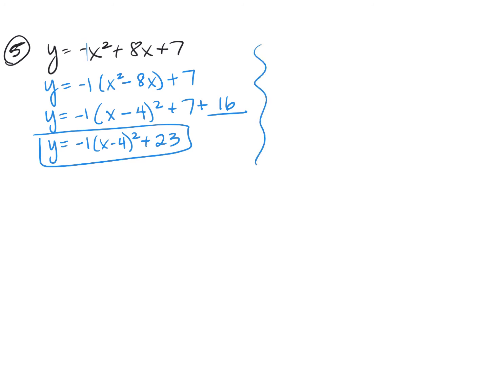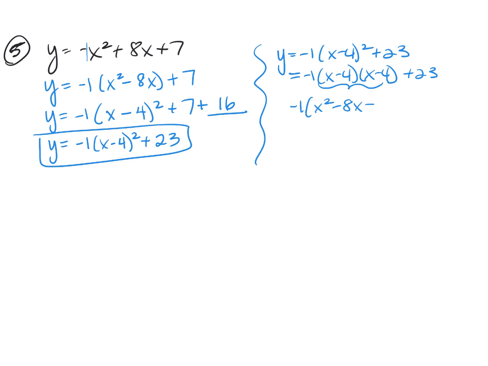All right, one last time to check this out. And we'll clean it up. All right, foiling this. X squared minus 8x plus 16 plus 23. If I distribute the negative, I get negative x squared, plus 8x minus 16 plus 23. All right, we should see it coming out here. Plus 8x plus 7. Did we get it?